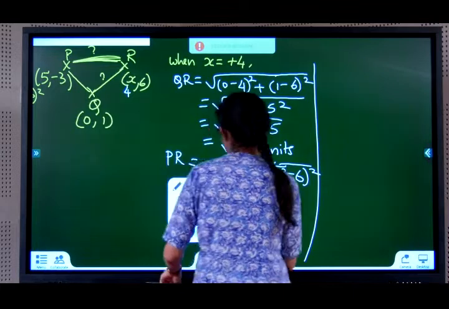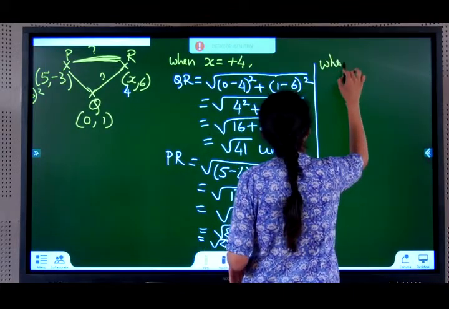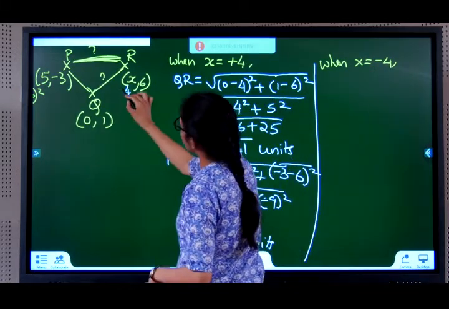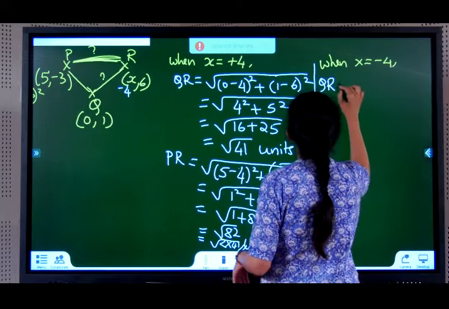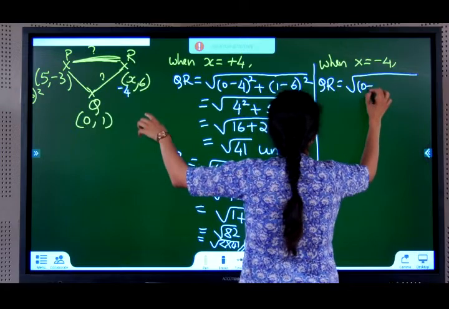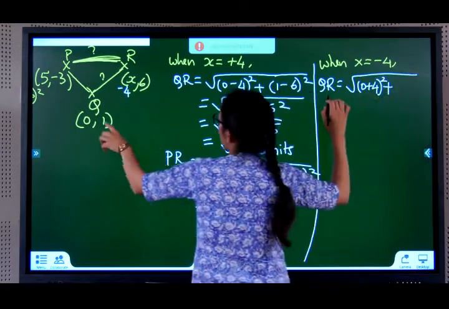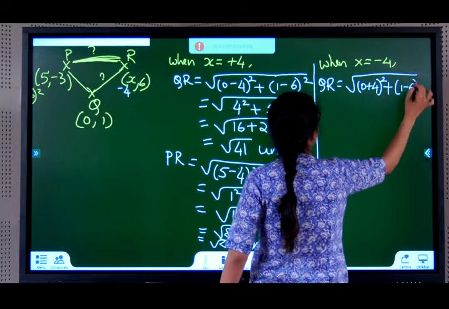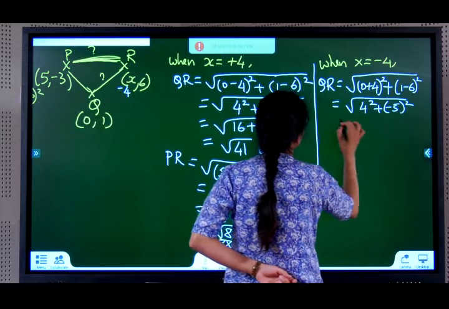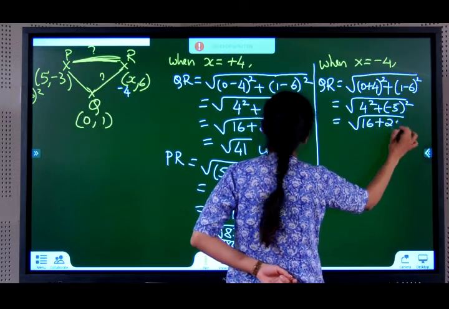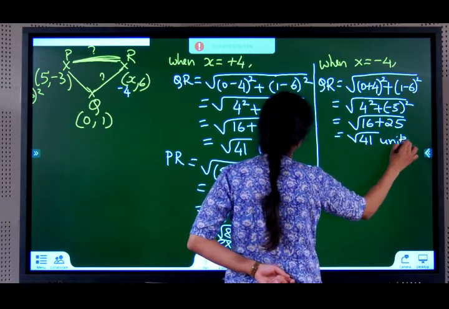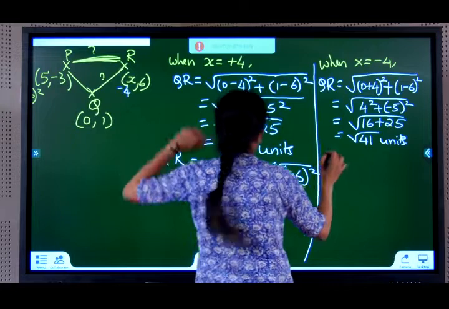Now, when x is equal to minus 4, what happens? This number is now minus 4. QR, root of (0 minus of minus 4), 0 plus 4, the whole square plus (1 minus 6) the whole square. 4 square plus minus 5 square. 16 plus 25, root 41 units. Same answer? Okay.